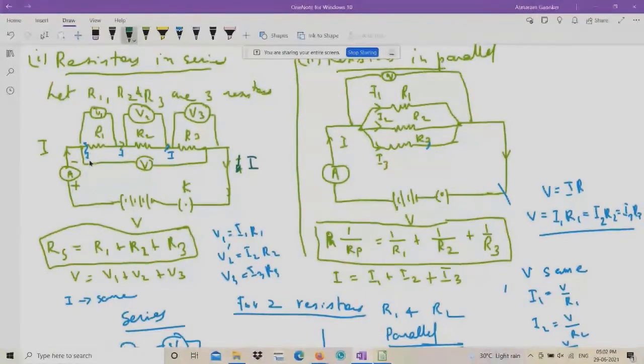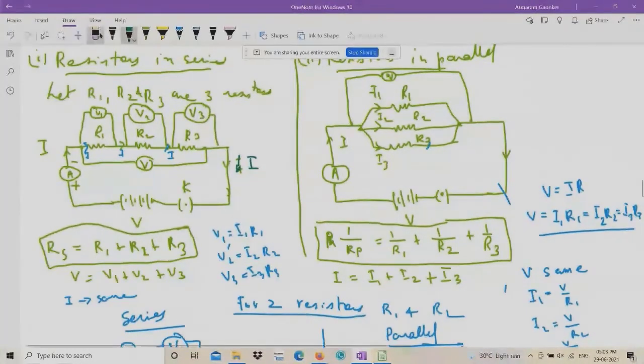So you see, I is the current flowing through the resistor. V1 is the voltage. Then we can write by Ohm's law, V1 is equal to I into R1. Likewise, V2 is equal to I into R2, and that I is the same.